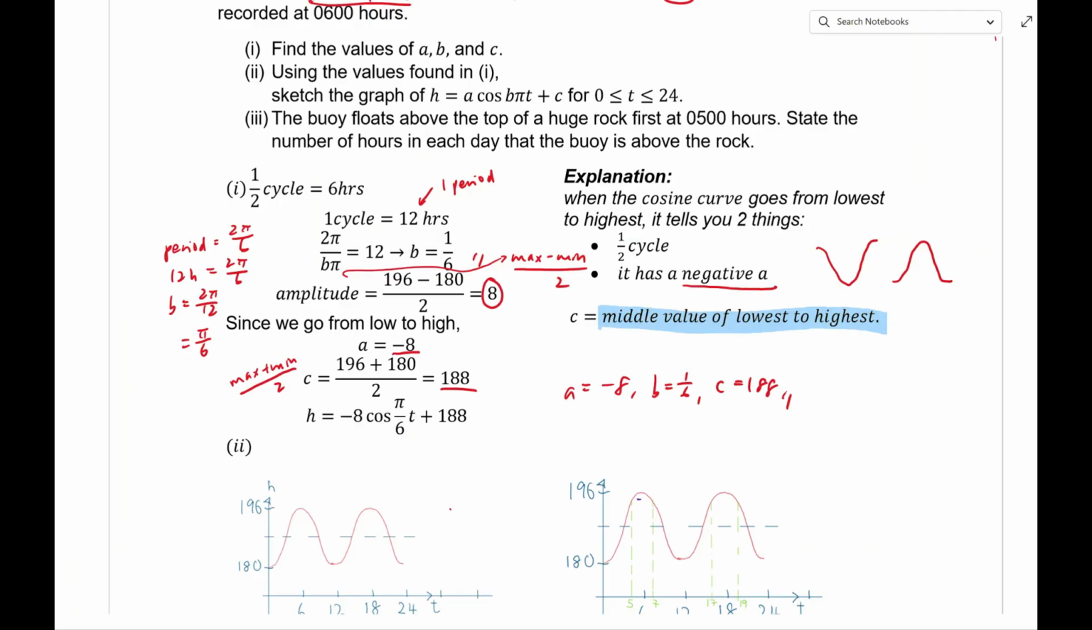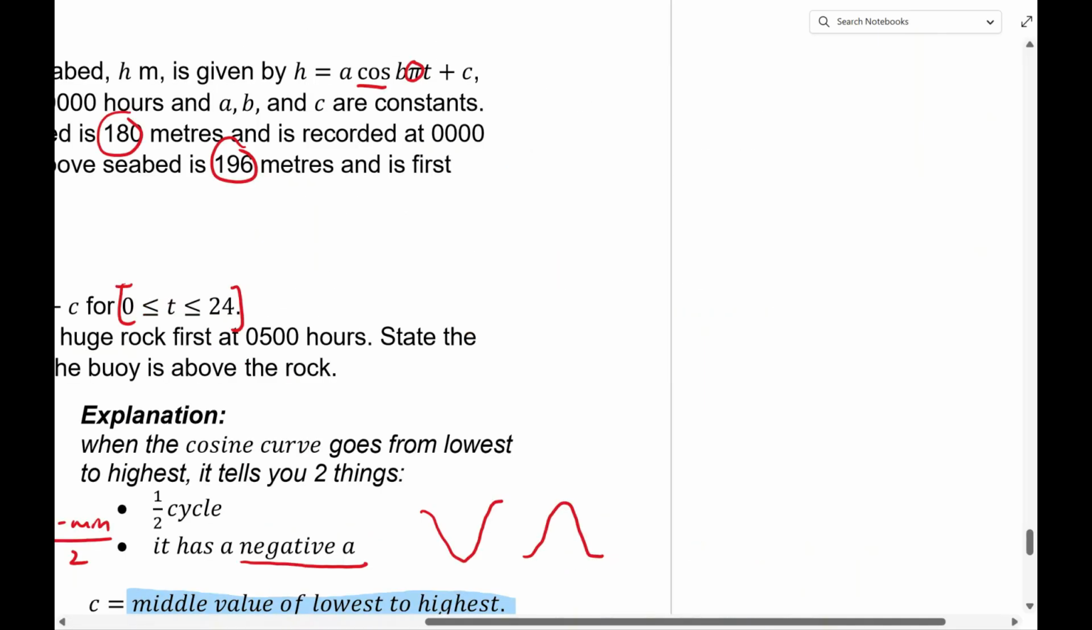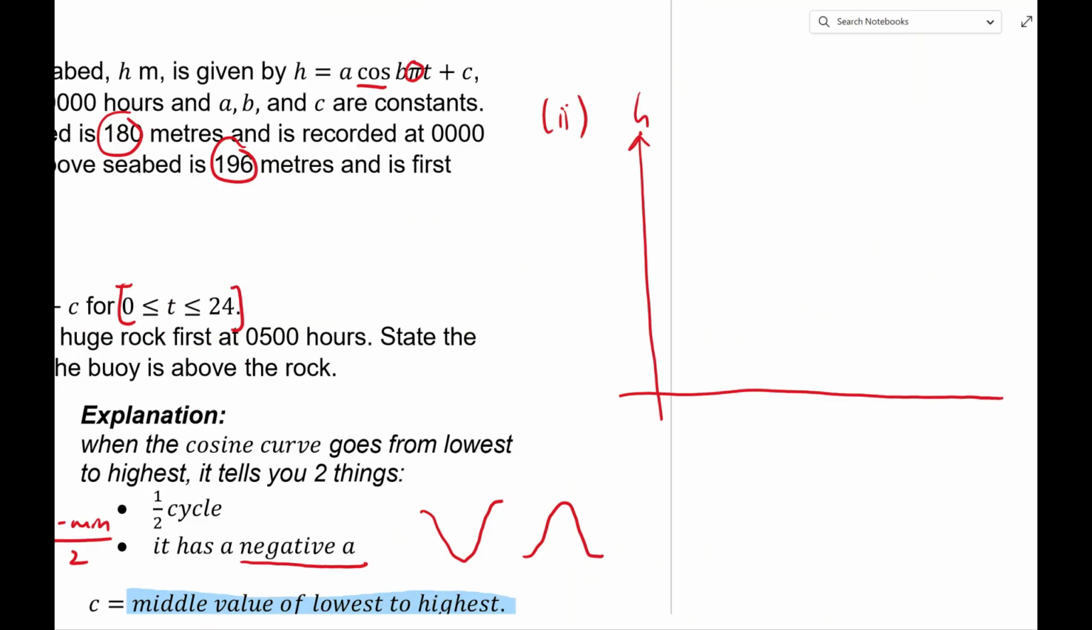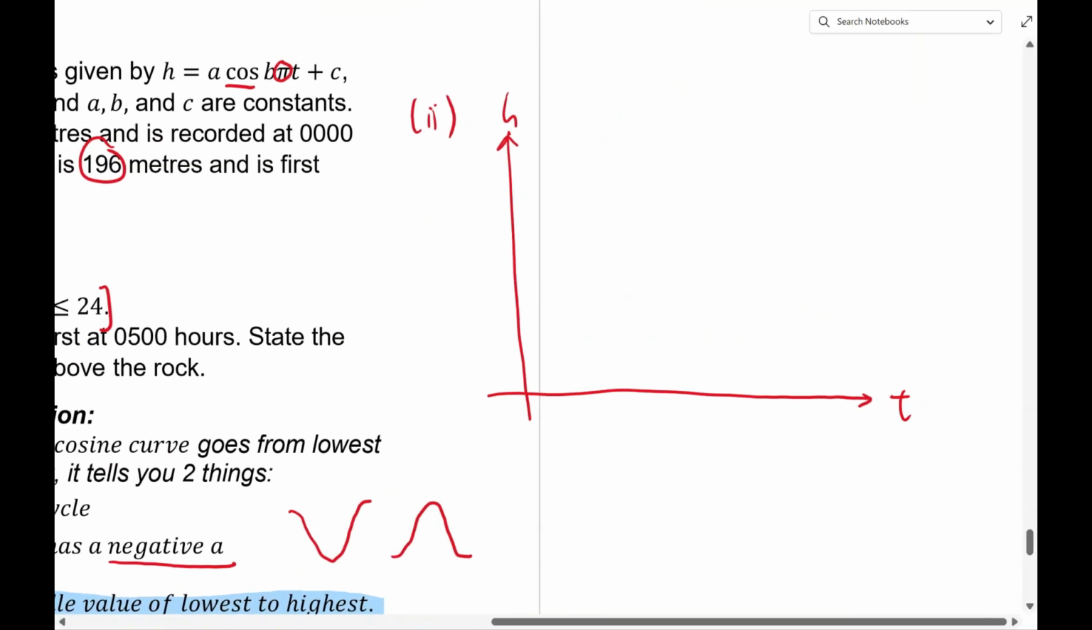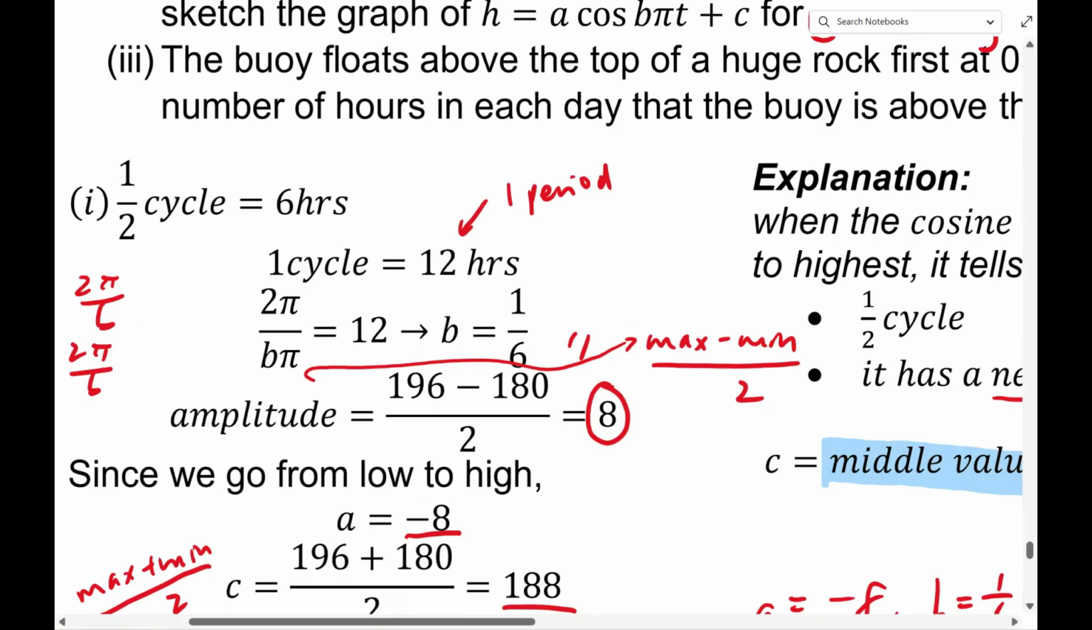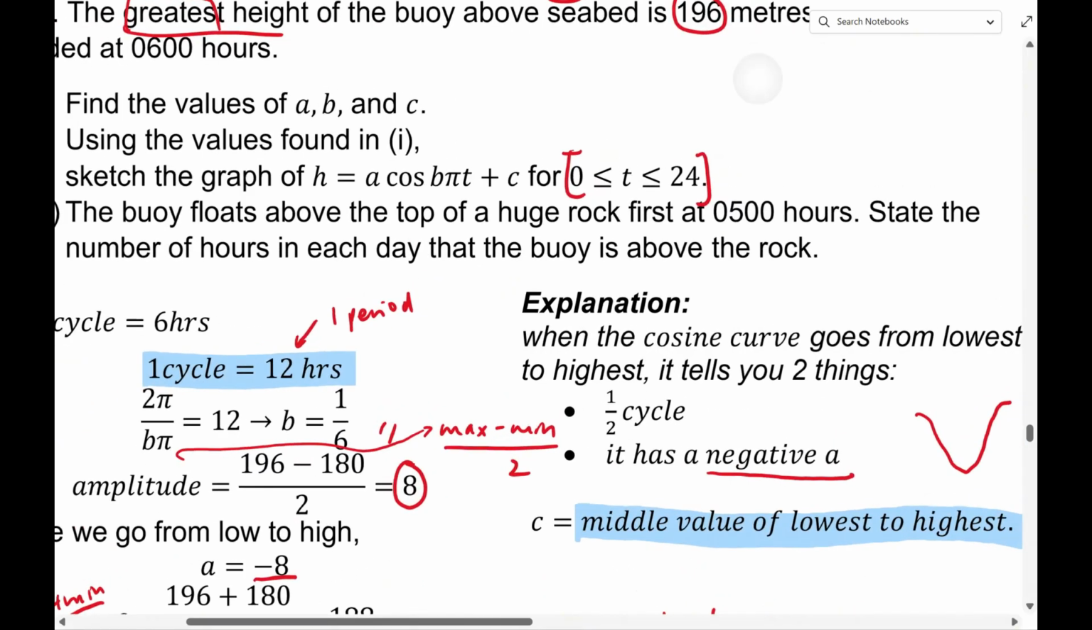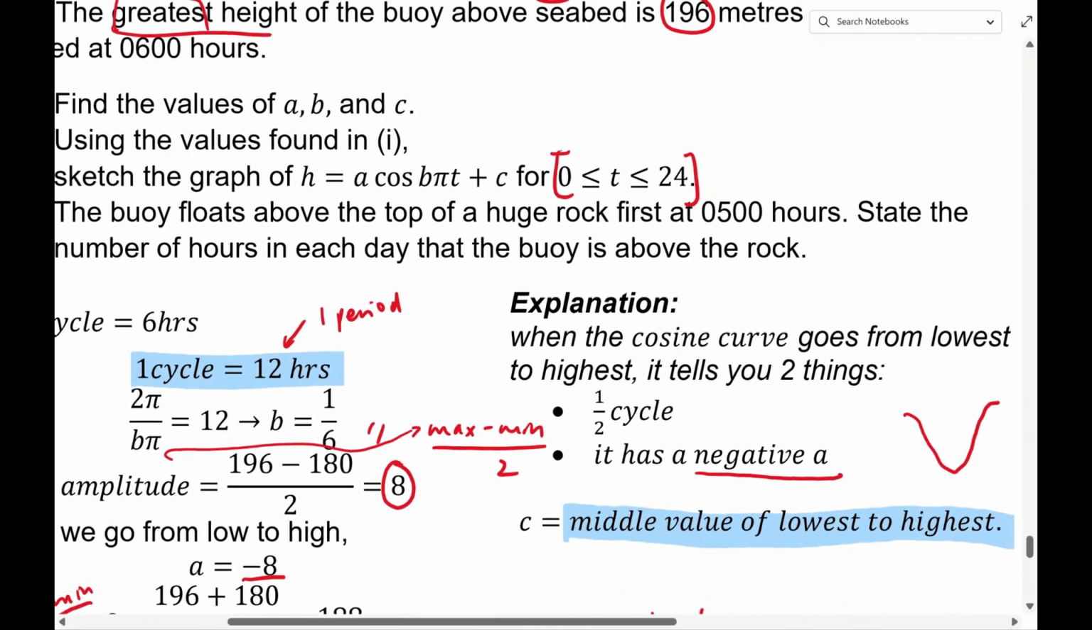Part 2. Using the values found in Part 1, sketch the graph of H and note that the range for t is 0 to 24. Let's start off with sketching the axis first. We have H as our vertical axis and T as our horizontal axis. Starts at 0, ends at 24. We have found previously in part 1 that one cycle equals 12 hours. Therefore, from 0 to 24 hours, we'll note that there are 2 cycles happening, so there will be 2 cosine curves.